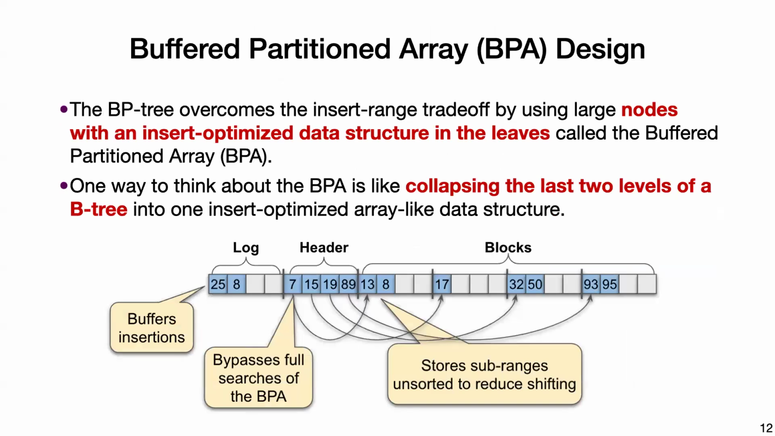So yeah, this is the data structure that is proposed in the BP tree, which is called a buffered partition array. And one way to think about this is that normally every node in your B tree has an array in it. And you can think of this as you take 2 levels of the B tree and then you collapse them together into one array, where every leaf node is one chunk here now. And then you have a header that directs you where you should go. So that's like the 1 level up pivots.